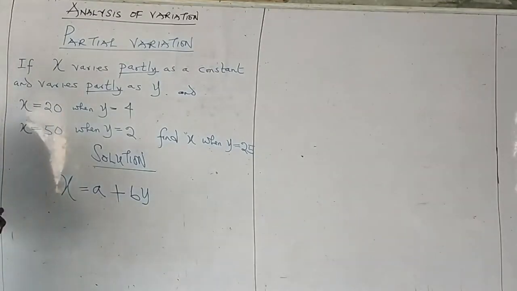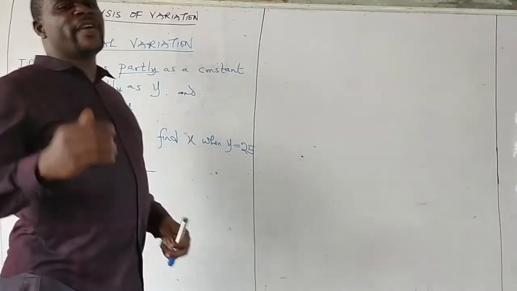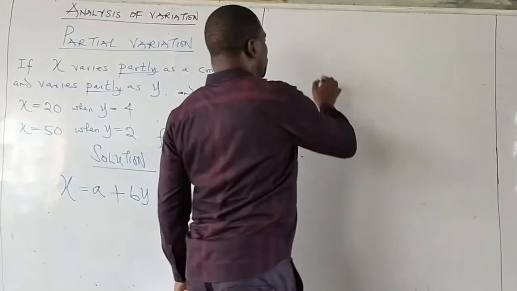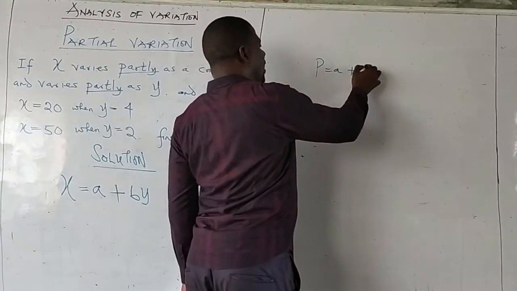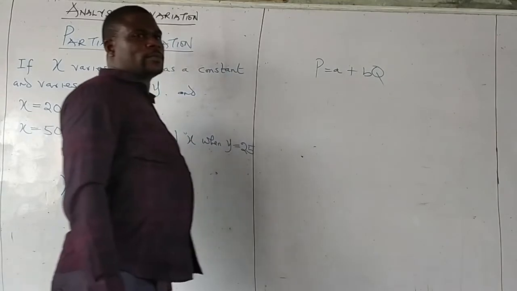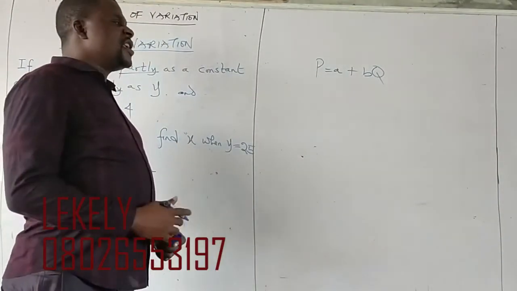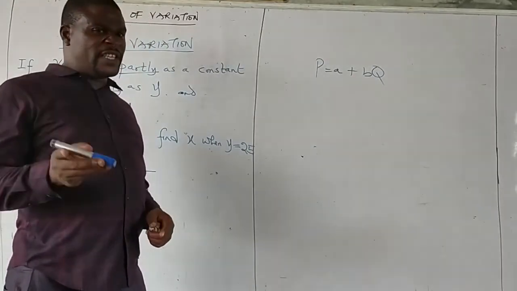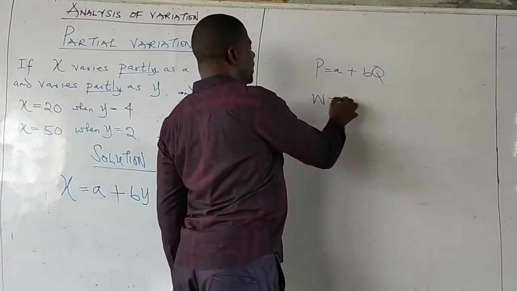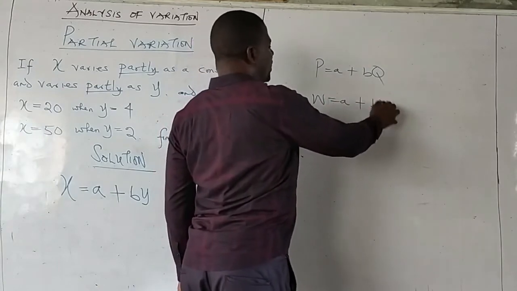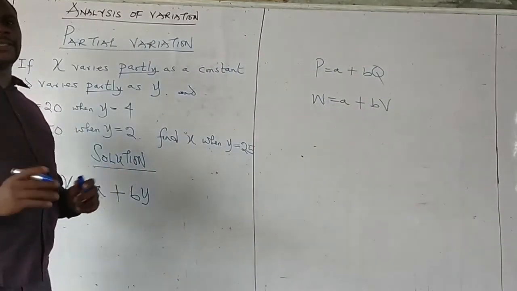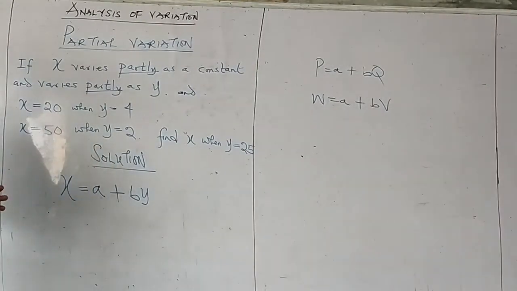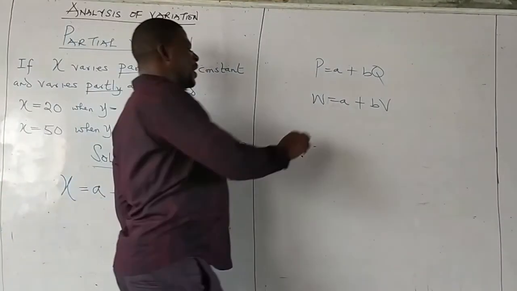So if they say p varies partly as constant and varies partly as q, or w varies partly as constant and varies partly as v, always like that, always. So you can always be using letters a and b. You get? So it's also very direct.